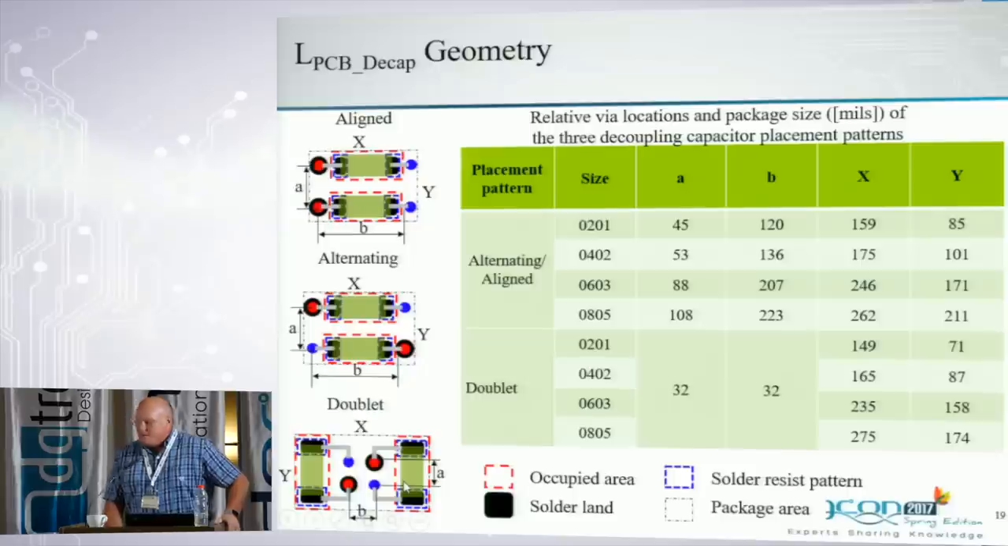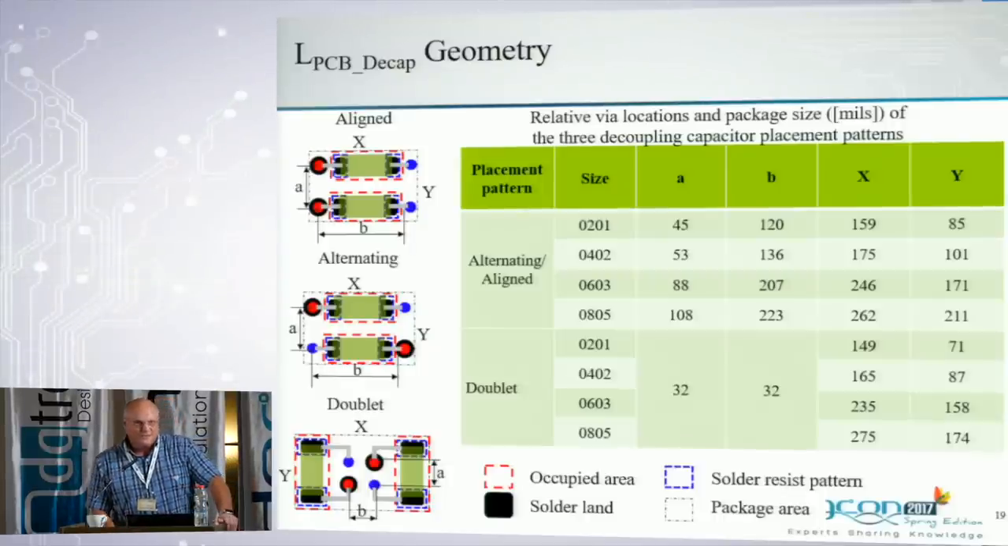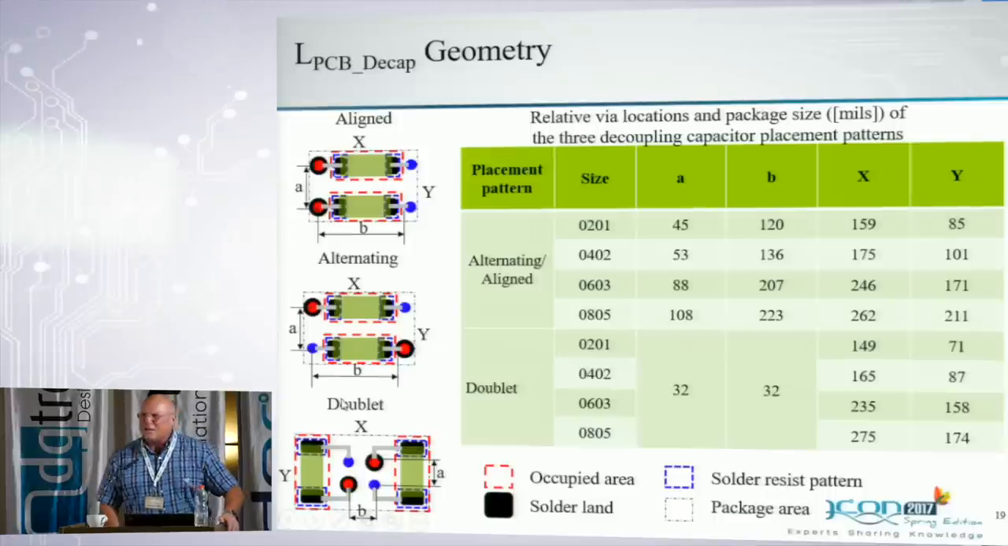This doublet was suggested by colleagues Bruce Archambault and Sam Connor at IBM. They came up with this, and it turns out to be a good arrangement. I started calling it the BS layout. They didn't like it all that much. They didn't find much humor in that. So we call it the doublet now. But I thought that was pretty good, though. The Bruce-Sam layout. But anyway, that's as good as the jokes get. This is the funny stuff here.